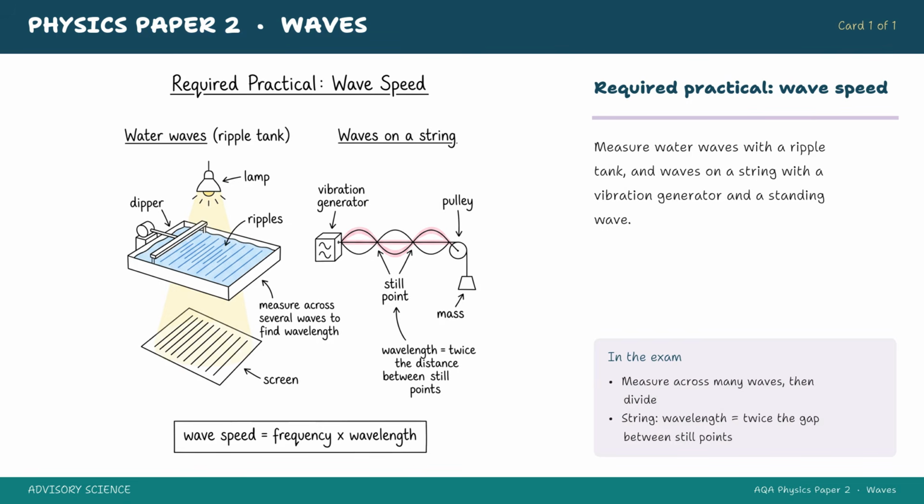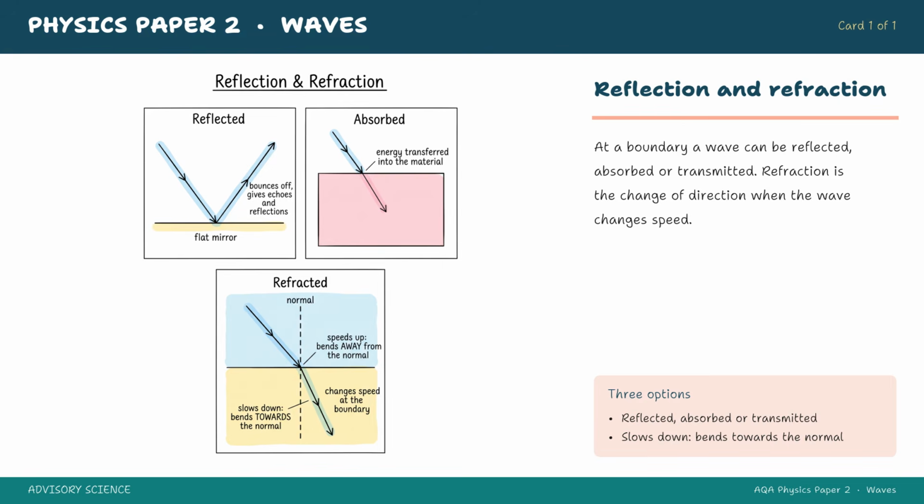And refraction. When a wave meets a boundary, it can be reflected, bouncing off, which gives you echoes and mirror images. It can be absorbed, its energy transferred into the material, which is how a microwave heats food. Or it can be transmitted, passing through and usually changing direction, which is refraction.